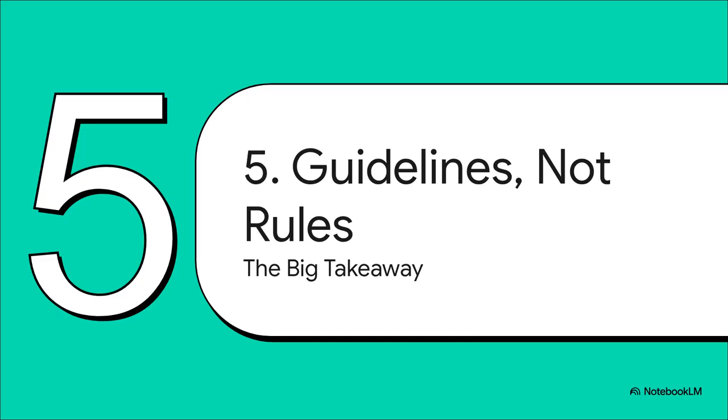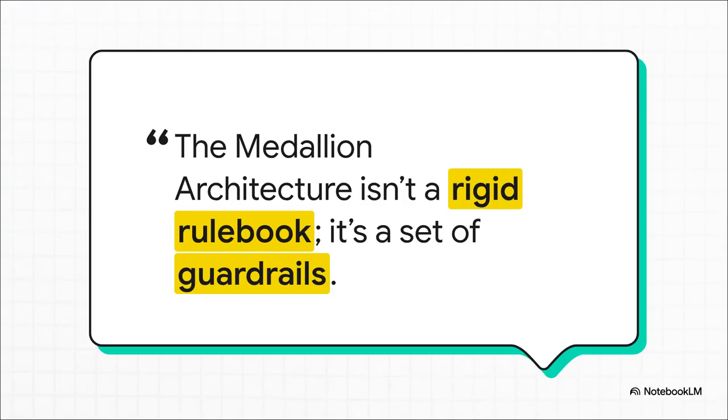So let's zoom out. What's the big takeaway from all of this? How should you really be approaching this architecture in your own projects? Here's the most important thing to remember. The Medallion Architecture isn't a rigid rulebook you have to follow perfectly. It's a set of guardrails. It's there to help you, to keep you on the right path so you can build a data platform that's scalable, auditable, and simple. It's not a straitjacket.